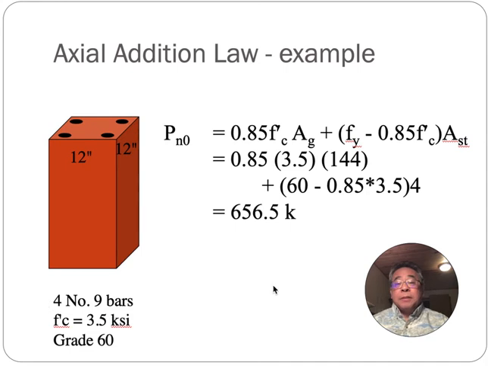Here's an example. So it's 0.85 f'c times area gross plus Fy minus 0.85 f'c area steel. For number 9 bars, f'c is 3.5, 12 by 12, 144 square inches. And for number 9 bars are 4 square inches. And so here you get 660 kips. But again, you would have to take 52% of that as your maximum allowable axial strength.